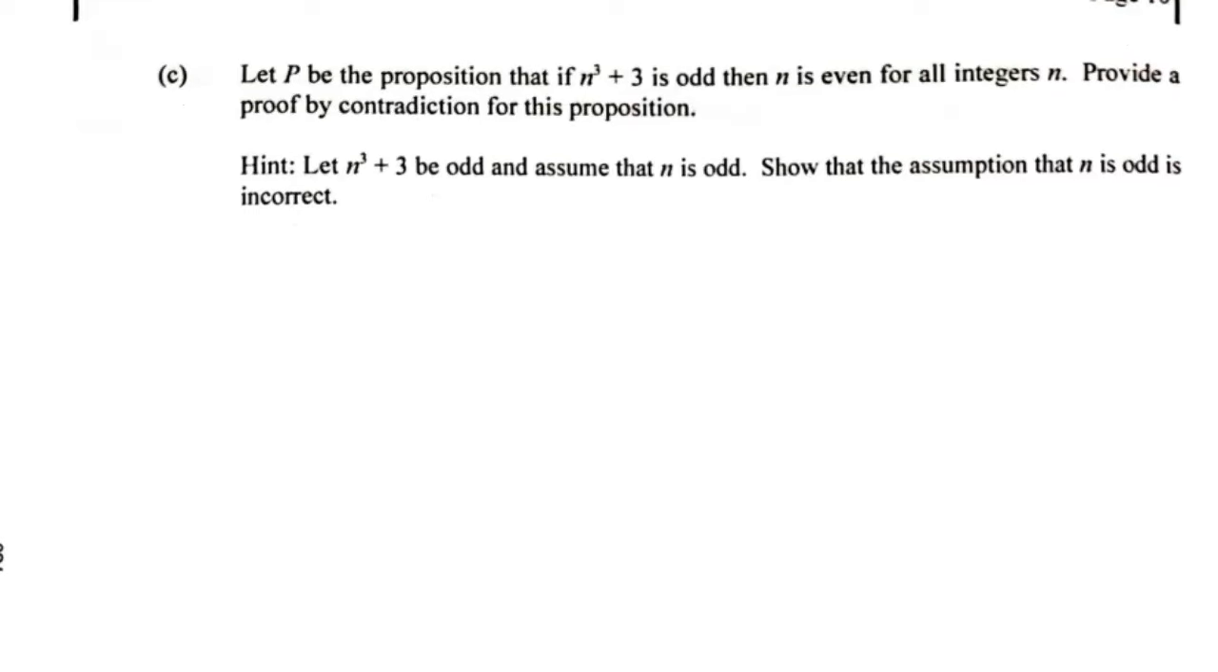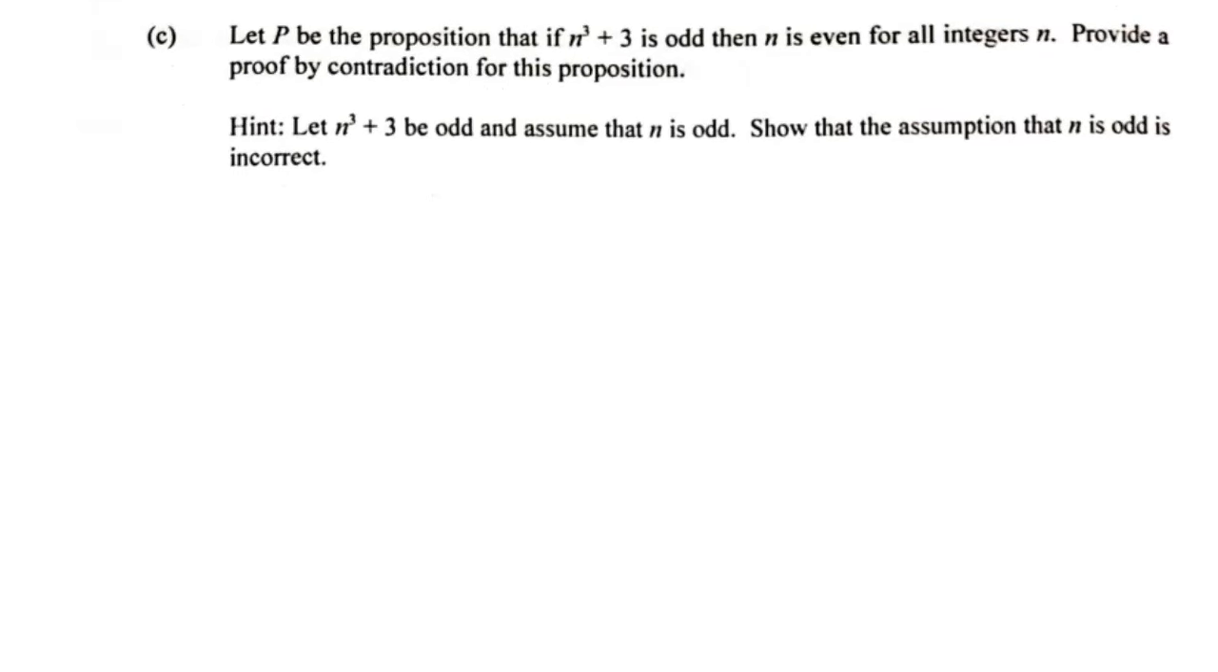Part C. Let p be the proposition that if n cubed plus 3 is odd, then n is even for all integers n. Provide a proof by contradiction for this proposition. And we're given a hint there. Let n cubed plus 3 be odd, and assume that n is odd. Assume that the assumption that n is odd is incorrect. Okay, so proof by contradiction.